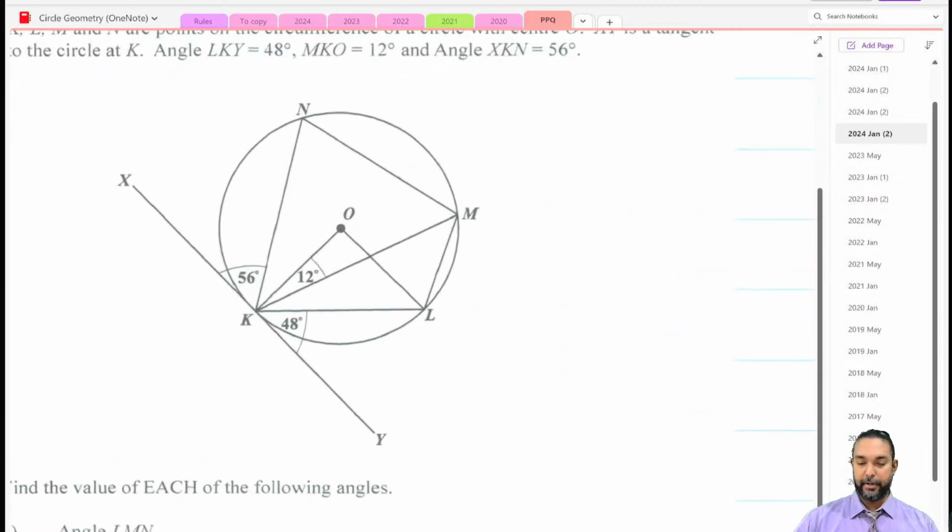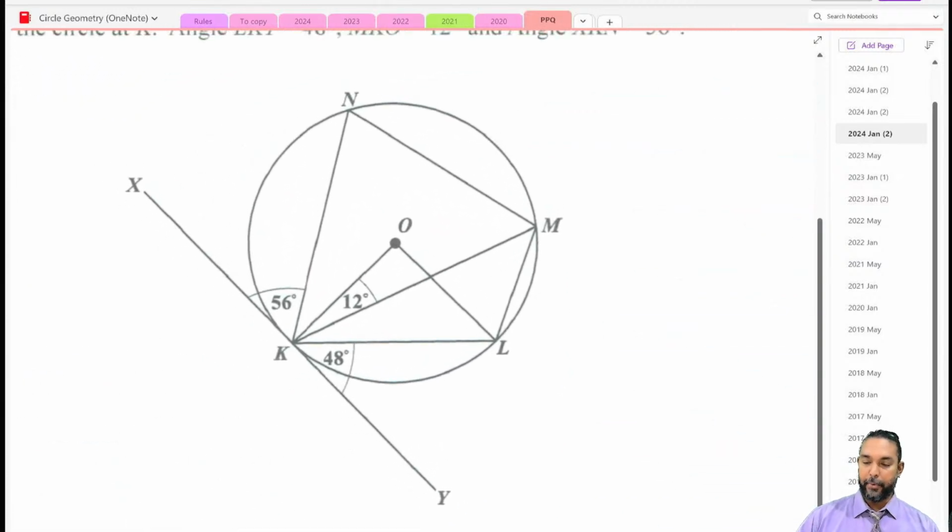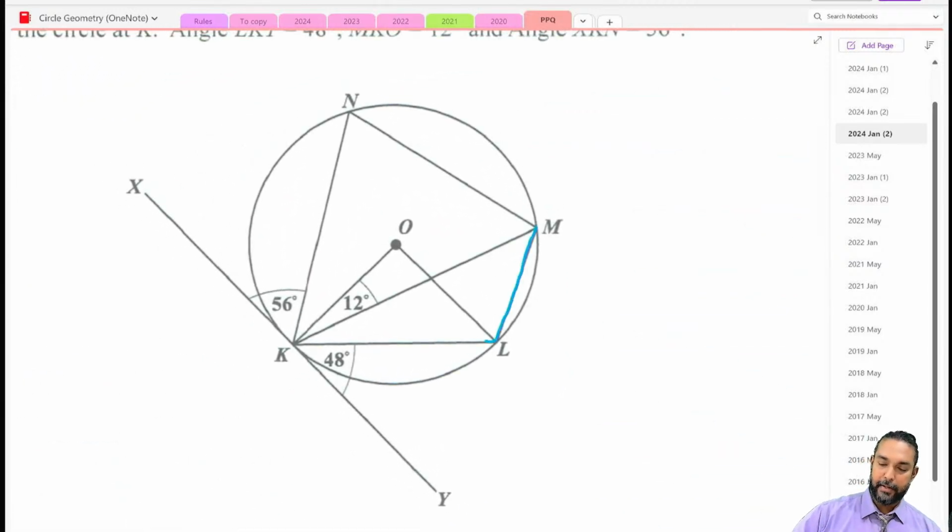Okay, so let me zoom in here. And we want MLK. MLK is this angle here. So that whole angle they want. They want this whole angle here. All right, so let's fill in some of the other angles that we have.